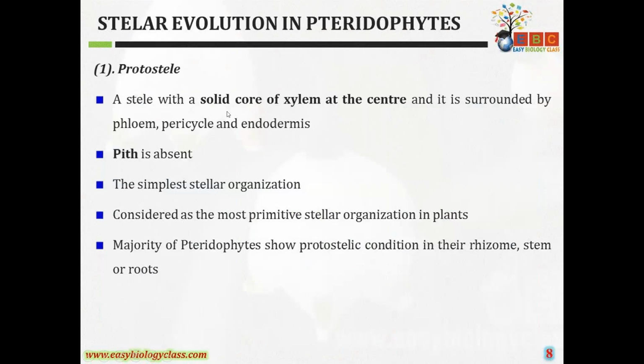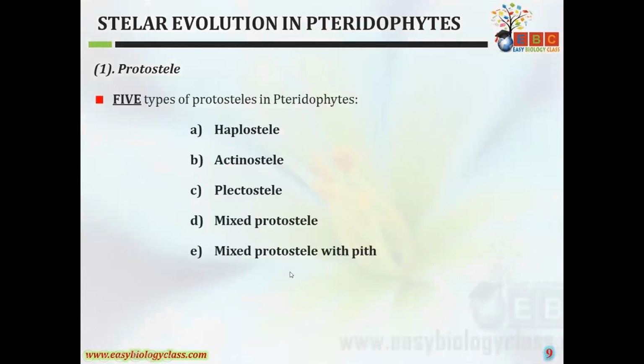Protostele means a stele with a solid core of xylem at the center, surrounded by the phloem. It is followed by pericycle and endodermis. In protostele, pith is absent, and it is the simplest stelar organization. It is considered the most primitive stelar organization in plants. The majority of pteridophytes show the protostelic condition in their rhizome, stem or roots. There are five types of protosteles: haplostele, actinostele, plectostele, mixed protostele and mixed protostele with pith.